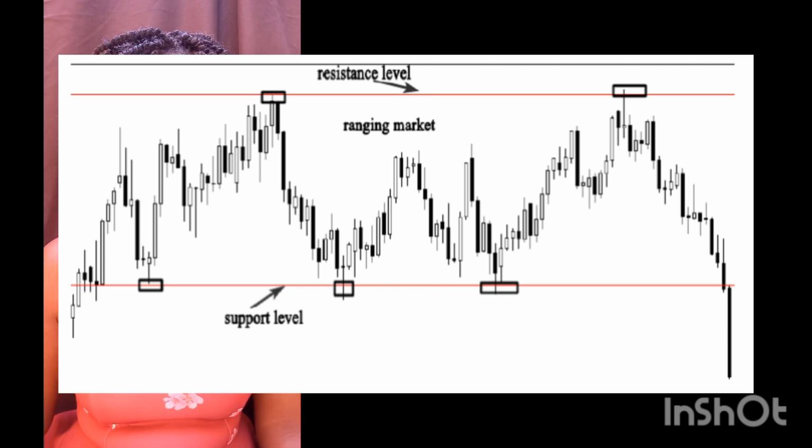So you can actually trade that range, but you have to be careful. We'll talk about how we trade later on. I'm just defining the market structure.